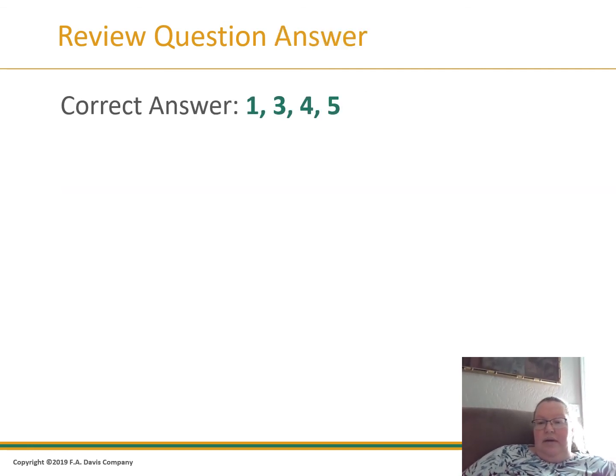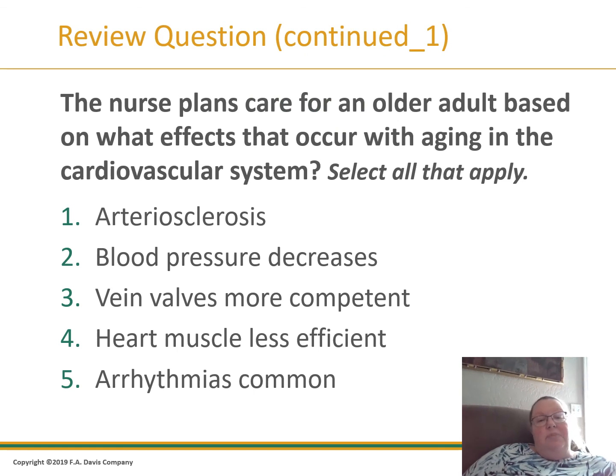All right. The nurse plans care for an older adult based on what effects that occur with aging in the cardiovascular system. Select all that apply. Yes, arterial sclerosis happens in the elderly. Blood pressure increases, not decreases, so 2 is wrong. Vein valves are more competent? No, no. Heart muscles are less efficient? That is correct. And arrhythmias are common? Yes, so 1, 4, and 5.